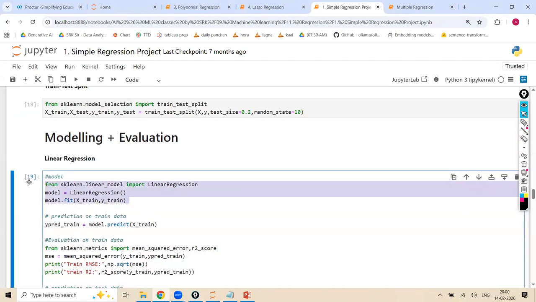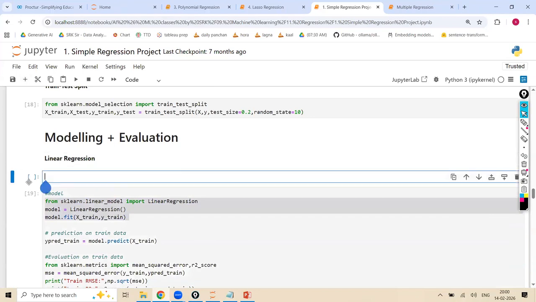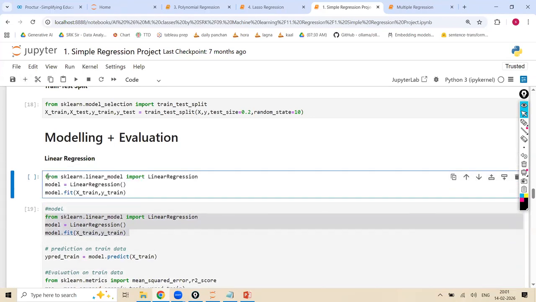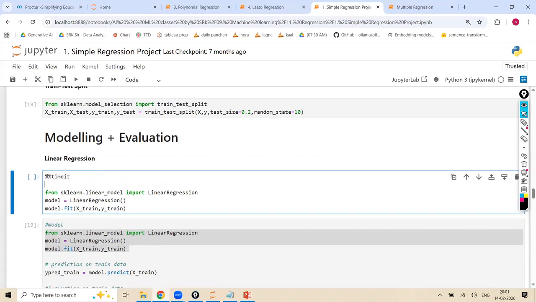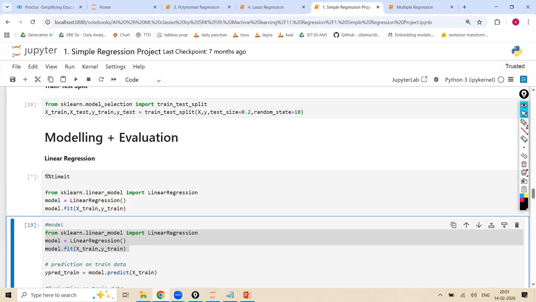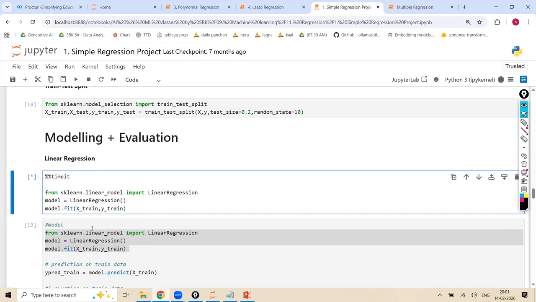Copy this code separately like this. And here you have to apply %%timeit on the top. You have to write the code like this on top for every algorithm. Now automatically you'll see how much time it has taken for fitting the data, meaning training the data.